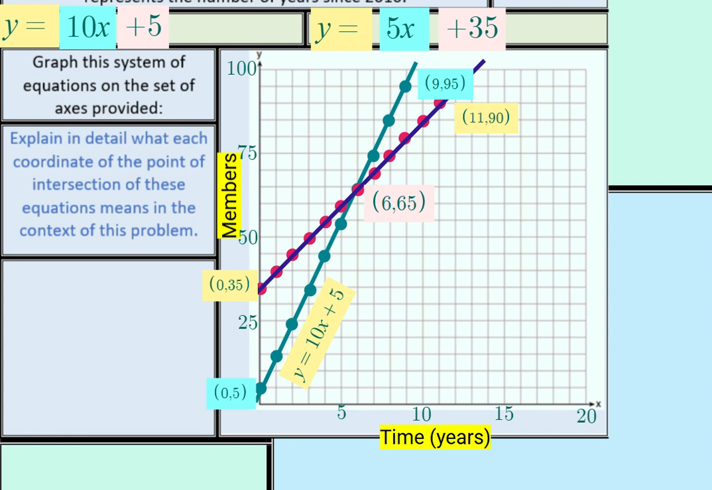We want this point to stand out because that's why we did all this work, is to find out that both of these lines intersect at the point (6, 65). Now, to get the last 2 points for our question, we need to explain what this point of intersection means in context of the problem.